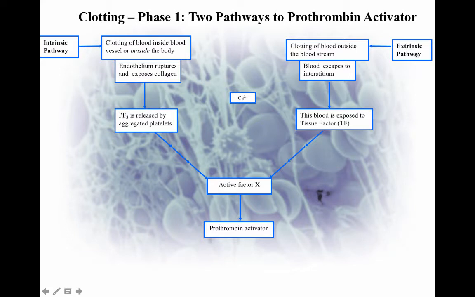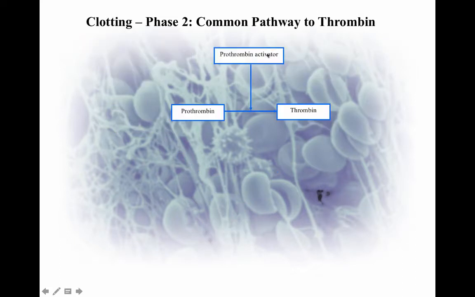From an extrinsic pathway, or clotting of blood outside the bloodstream, so say damage to cells that don't directly impact a vessel, we would see that blood will escape to the interstitium, or the fluid around the cells, and this blood is exposed to tissue factor, which will create a similar cascade leading to active factor 10 and then prothrombin activator. In phase 2, we take off from the prothrombin activator.